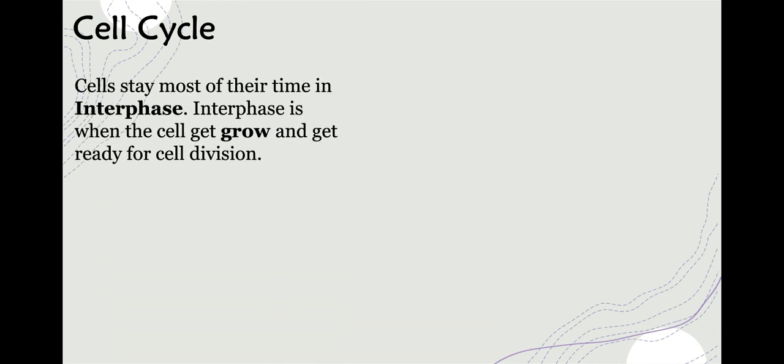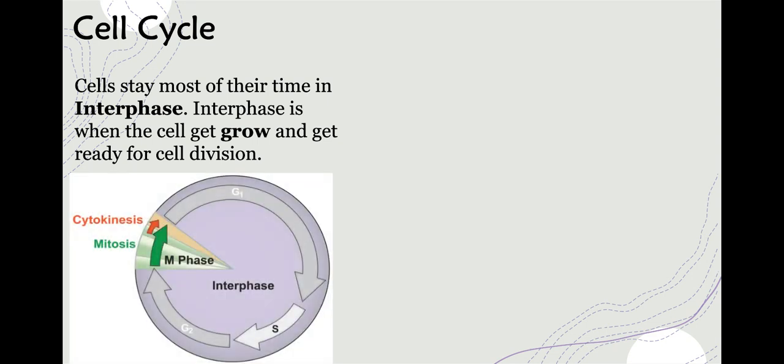So before I move on, I wanted to talk about the cell cycle. So cells stay most of their time in interphase. Interphase is when the cell gets to grow and gets ready for cell division, where it grows and divides to make a new cell. So as you can see here, most of this is just interphase. Mitosis and cytokinesis is just a small part of it.